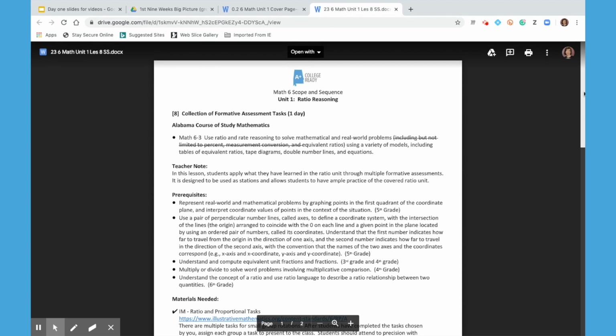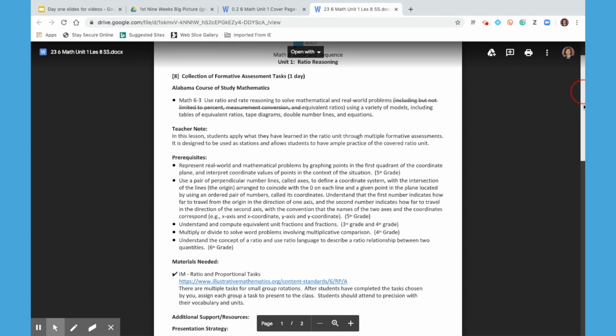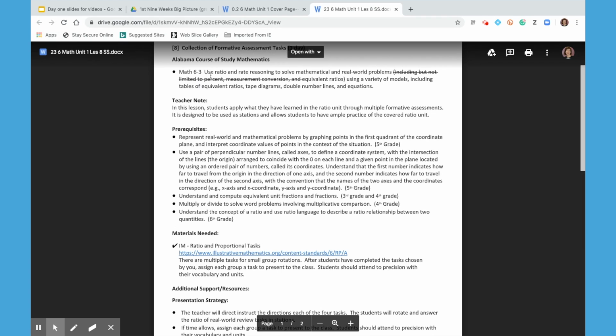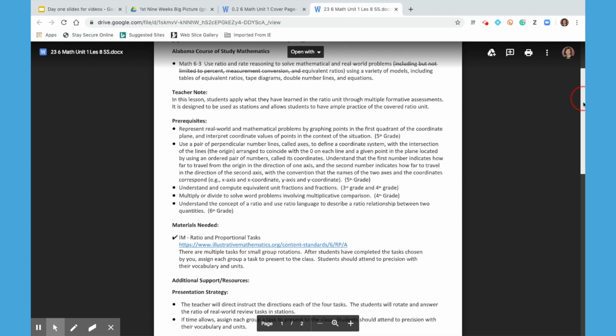And then the scope and sequence. Collection of formative assessments for the day. It's one day. I want to really focus on this Alabama course of study. Use ratio and rate reasoning to solve mathematical and real-world problems. Equivalent ratios using a variety of models, including tables of equivalent ratios, tape diagrams, double number lines, and equations. So throughout these tasks, students will have the opportunity to use those variety of models to solve them.